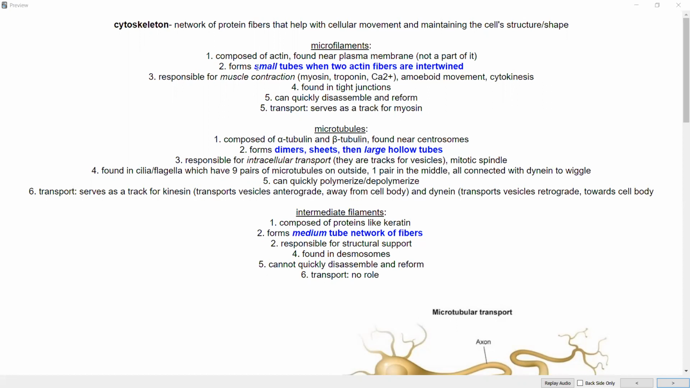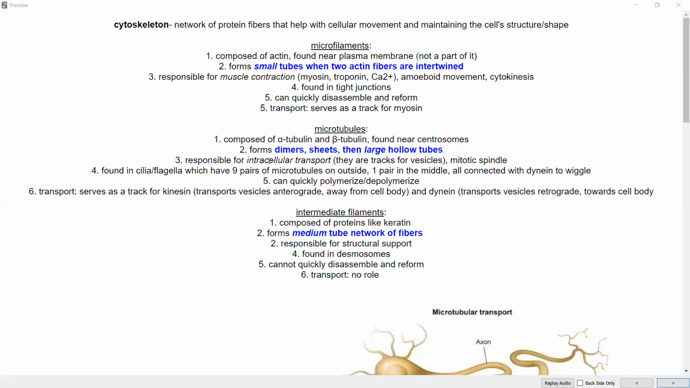You can also consider that the microfilaments are micro, they're small tubes, whereas the tubulins are large hollow tubes, and the intermediate filaments are kind of medium. In terms of roles, microfilaments help with muscle contraction and movement, right? Think about how they help with cell eating, phagocytosis. They help when you contract your muscles. We'll explain more about that.